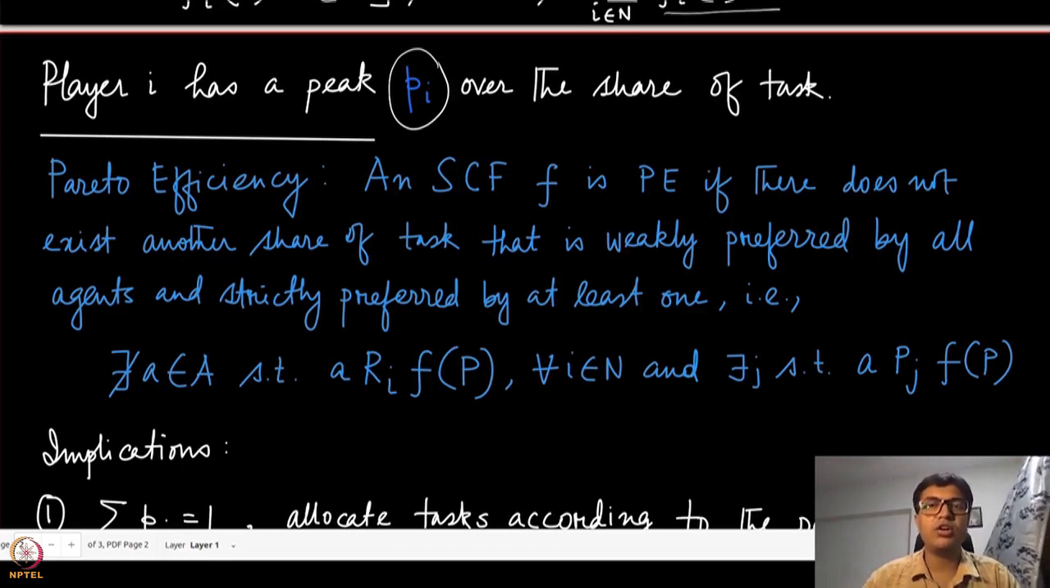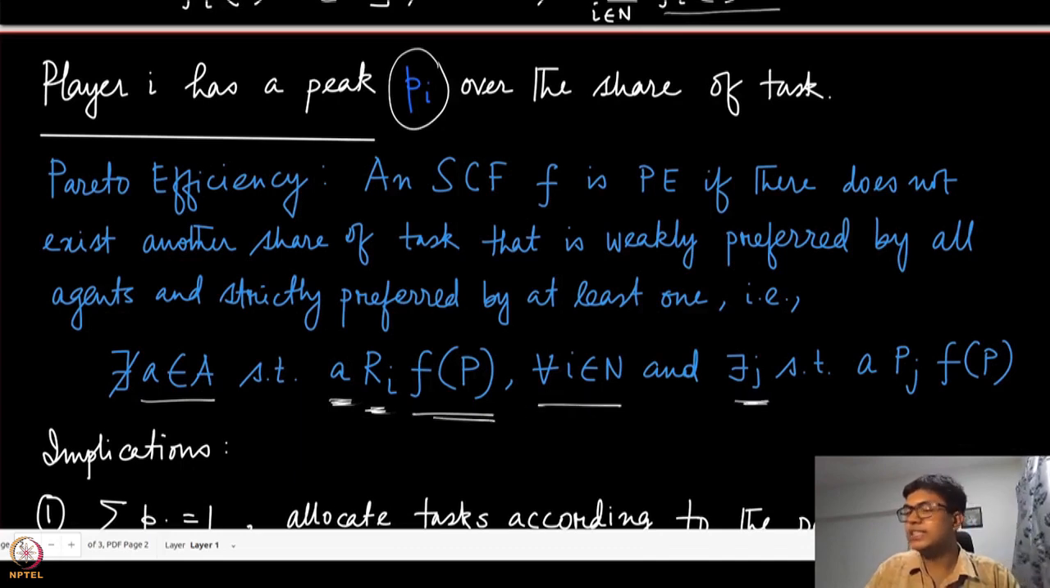Here the alternatives are essentially shares of tasks. So we'll have to look at a specific share of task where we can actually find another share of task which is weakly preferred, so all the agents prefer it at least as much as the current alternative, and one agent prefers it strictly better. If that happens, then we say that this social choice function is not Pareto efficient. So the definition of Pareto efficiency means that there does not exist any other alternative that is weakly preferred to the current outcome by all the agents, and there exists some agent for whom it is strictly preferred.